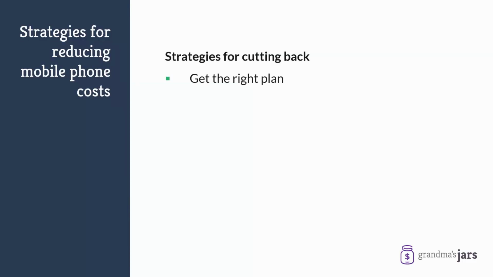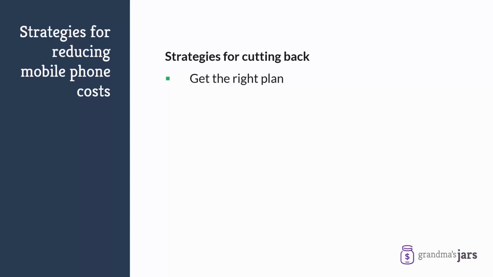Firstly, get the right plan. These days there is a plan for everyone. There should be no excuses for exceeding your caps. If you are routinely going over your cap, you are far better off spending $10 to $20 more a month on your monthly plan than incurring $50 in excess charges every month.